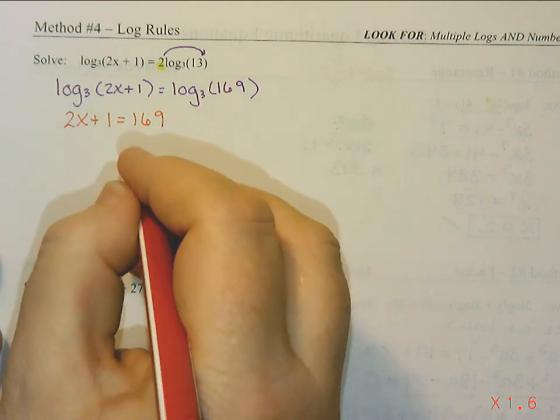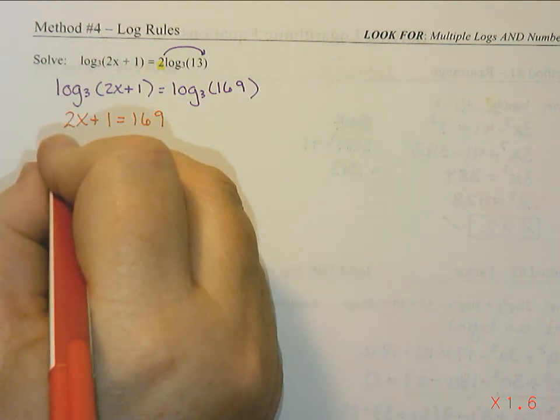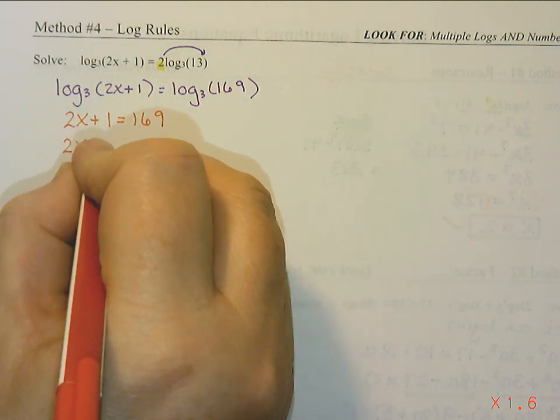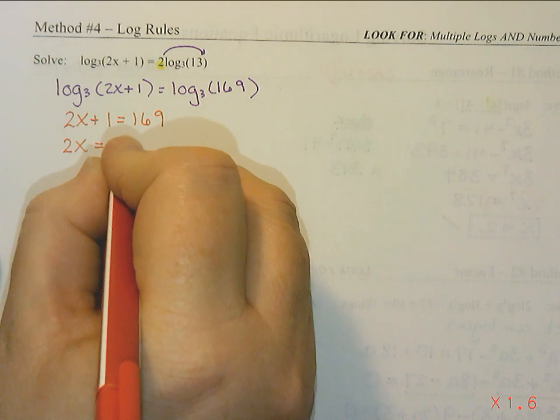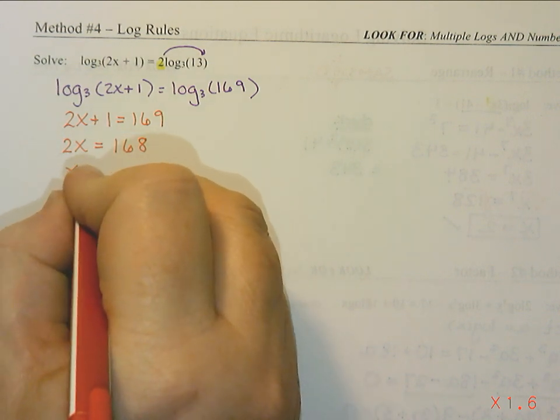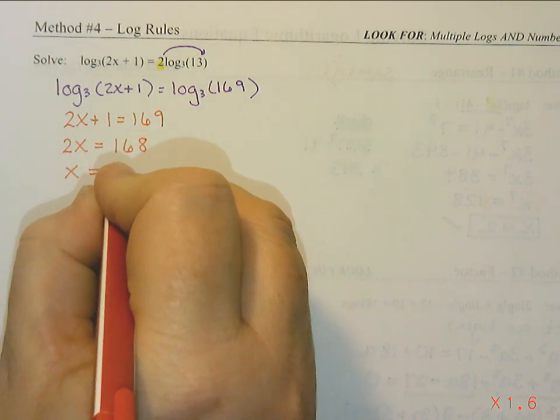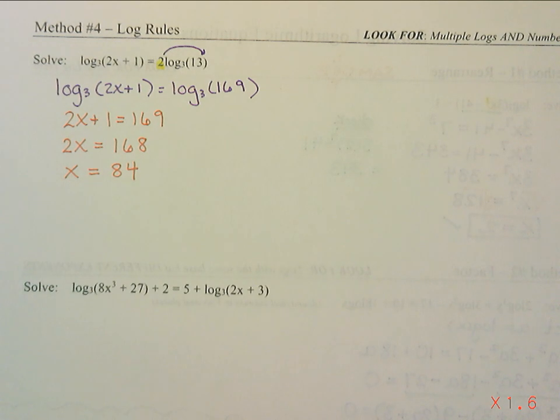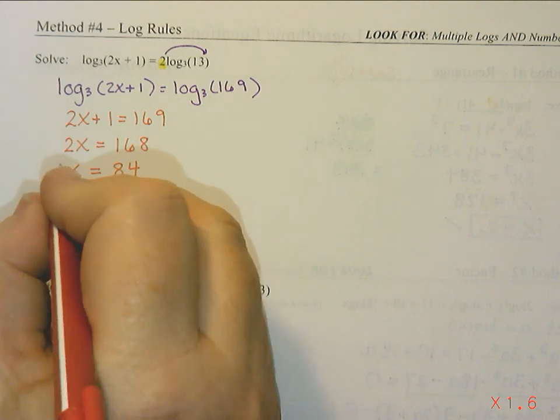I'm going to solve by rearranging now that it's a polynomial. So I have 2x equals 169, take away 1, which is 168. I know that I can rearrange because we only have one variable to solve for. And then I'm going to divide by 2, which I believe gives me 84. I'm just going to double check that number. Yep, it is 84.